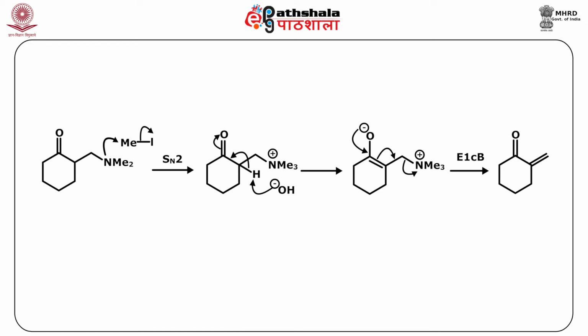We are starting with this amino ketone, which is the Mannich base or the Mannich product, and then reacting with methyl iodide through SN2 you get this salt, and then further it will undergo elimination via E1cB to give you this enone, and this double bond is at the alpha beta position.